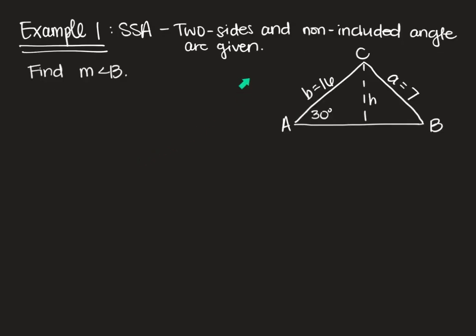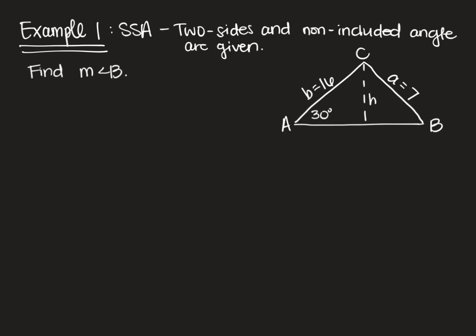All right, so example 1. We're given two sides and a non-included angle. We're given this 30-degree angle measure for angle A. We're given that the side adjacent to that, side B, is 16 units. And then the side across from the given angle is 7 units. The question is asking us to find the measure of angle B.